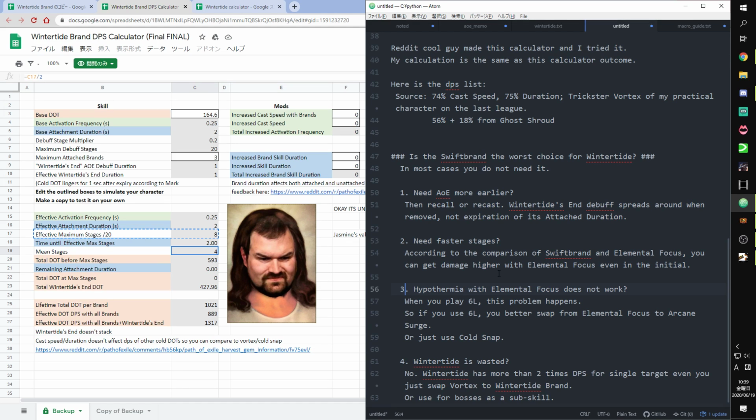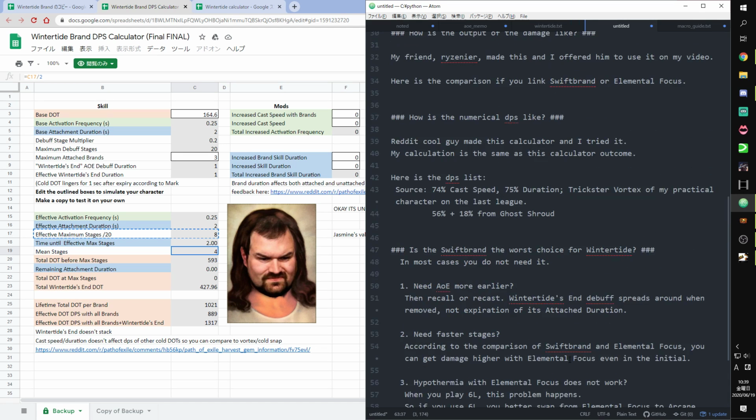Or just for a sub skill, you can set this gem. It's so strong. This usage for bosses is the practical usage, I think, in my opinion.